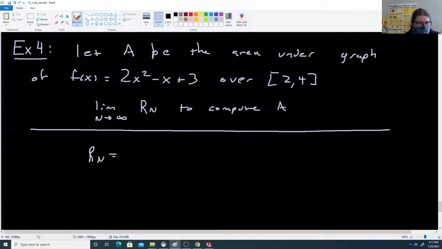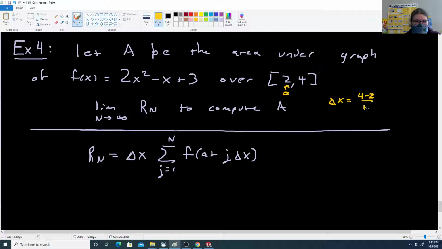So Rn will equal delta x, sum of j equals 1 up to n, f of a plus j delta x. A in this problem is going to be 2. To get delta x is the interval length, which is 4 minus 2, divided by the n number of intervals we're going to use. So in this problem, I'm getting 2 over n is going to be our delta x. So we got 2 over n, sum of j equals 1 up to n, f of 2 plus j times delta x. Delta x is 2 over n.